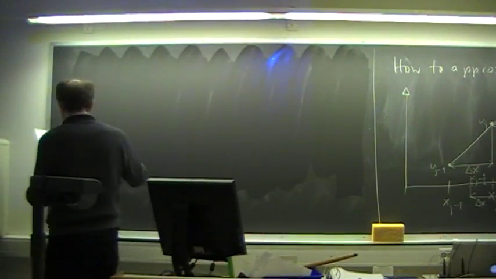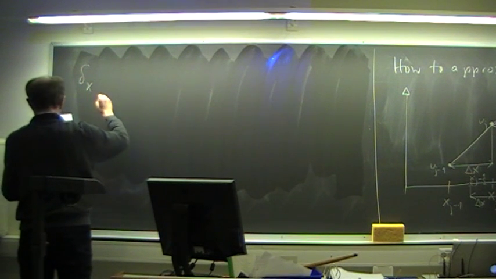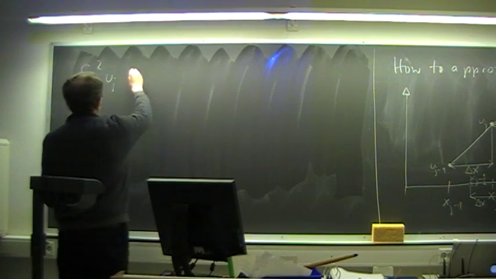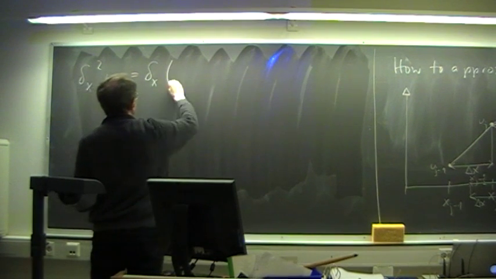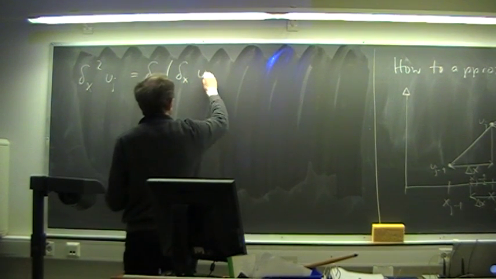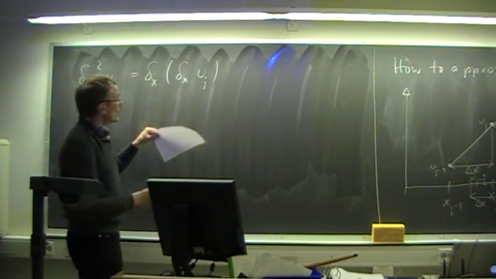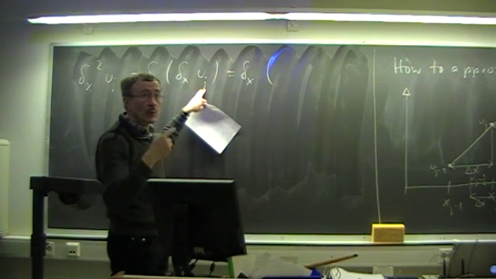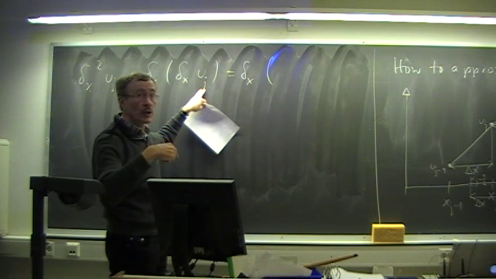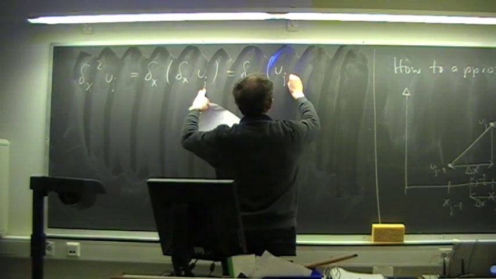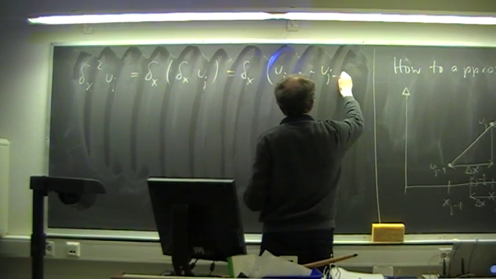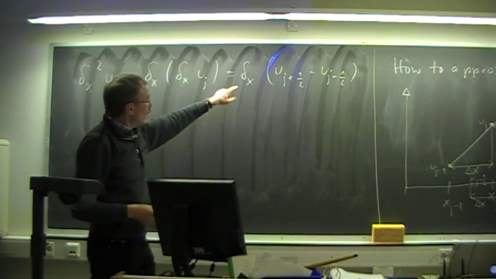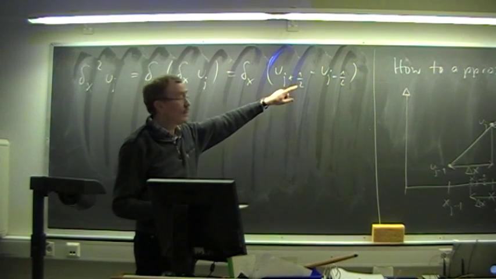The notation is delta x squared of uj. If you have this, it means that you apply this operator twice. And this operator that we introduced before does the following: it shifts the index by 1/2 up minus shifting 1/2 down. So that means uj plus 1/2 minus uj minus 1/2.